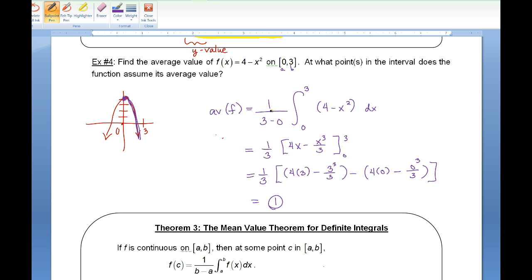We did the same thing for the mean value theorem when we did derivatives, right? We found the derivative, set that equal to f of b minus f of a all over b minus a, and then we figured out where that would occur. Does that sound familiar? So this is the same idea, but with antiderivatives.